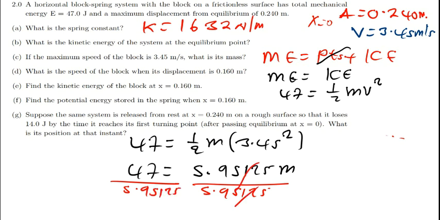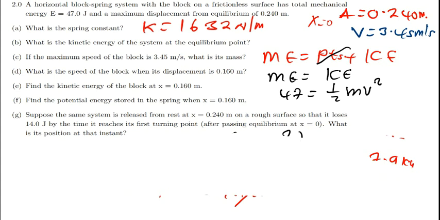So these two cancel. Therefore my mass in this case is going to be 47 divided by 5.95125. So my answer is 7.895, which is just the same as 7.9 kg. That is the mass. Okay, that is it for part C. Let's go to part D.